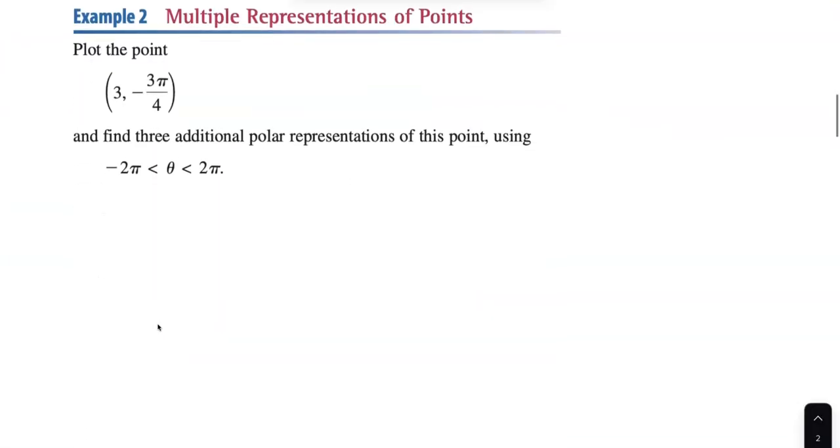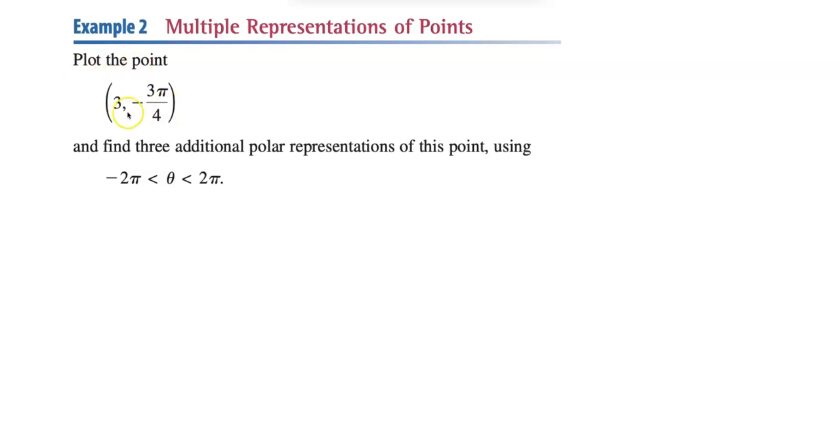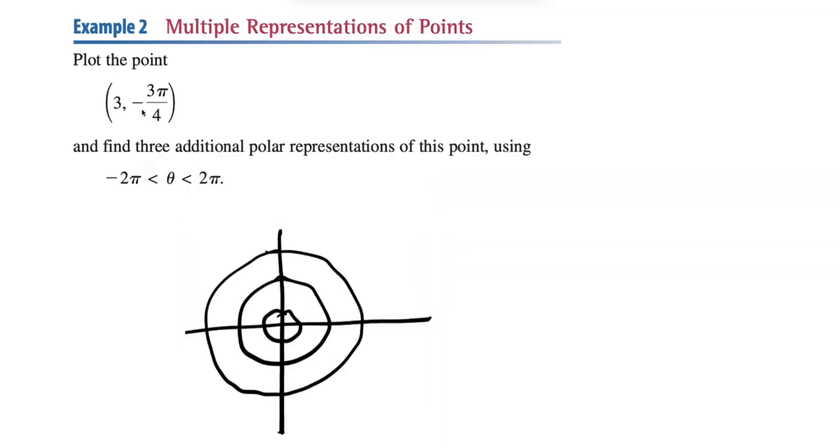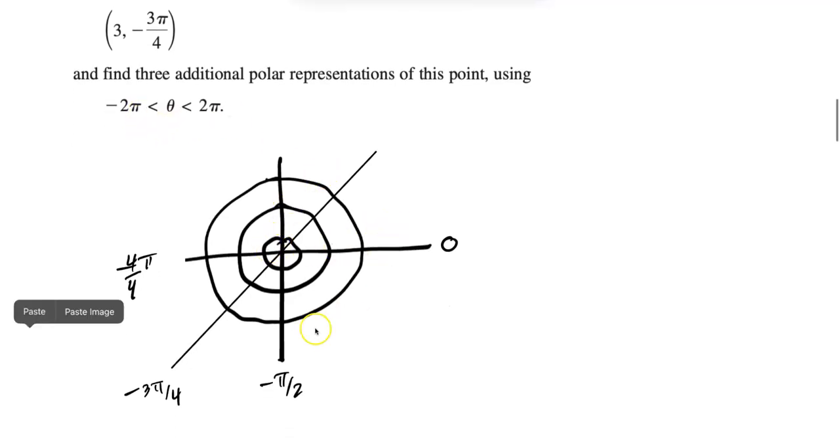Okay. Next, multiple representations of a point. So we want to plot this point, and we want to come up with 3 additional polar representations of this point. So let's do that. Negative 3 pi over 4. So here's 0. Here's negative pi over 2. Here's negative 4 pi over 4. So negative 3 pi over 4 would probably be about halfway through this. We'll say that is the pole for negative 3 pi over 4. We haven't got to the radius yet.